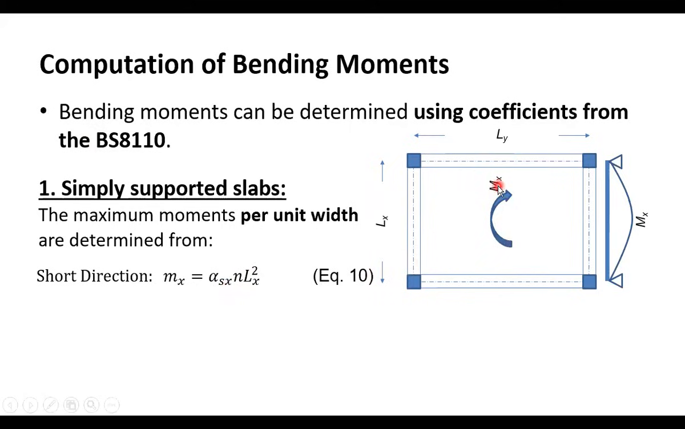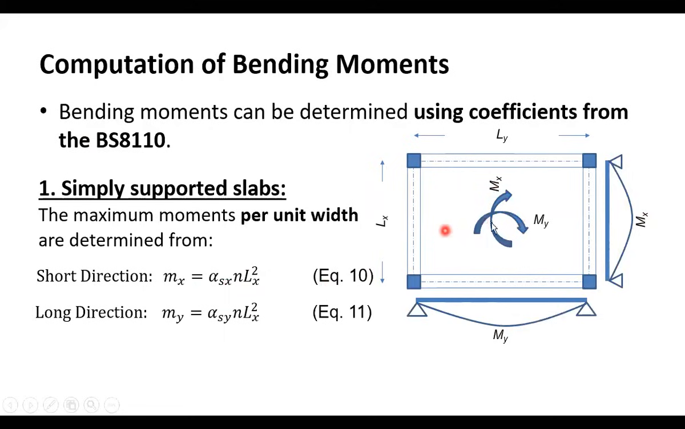Then this is the moment in the short direction, and this is how it will look, because you don't have a moment here at the end since it is not continuous. Then you have to get the moment also in the long direction. We call it My. My here refers to the moment in the long direction, not the y-axis or x-axis. X here refers to the short direction, y refers to the long direction.